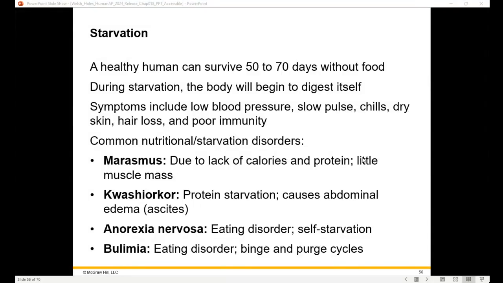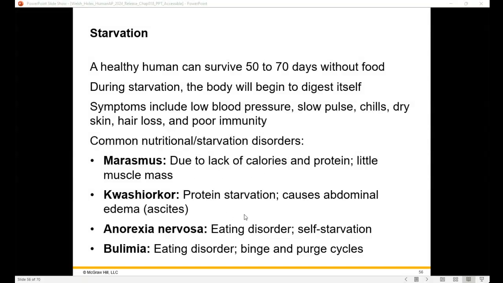A healthy human can survive 50 to 70 days without food. During starvation, the body will begin to digest itself. Symptoms include low blood pressure, slow pulse, chills, dry skin, hair loss, and poor immunity. Common nutritional or starvation disorders include marasmus, which is due to a lack of calories and protein. These people have little muscle mass.